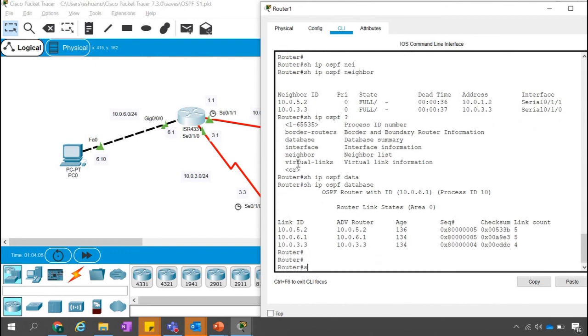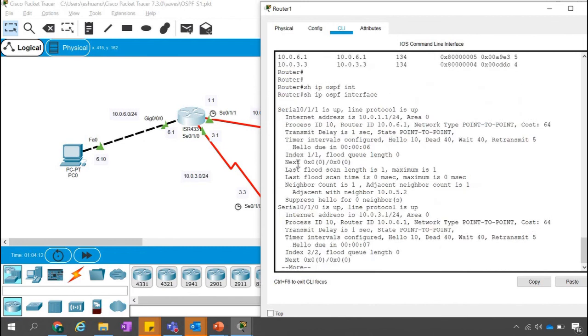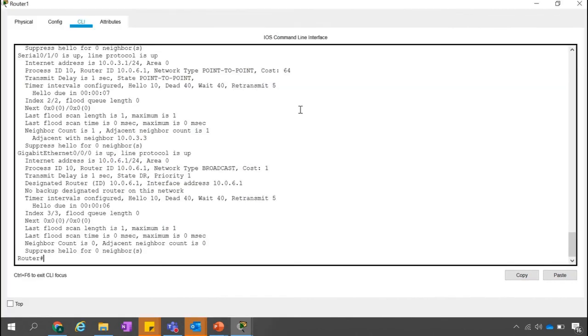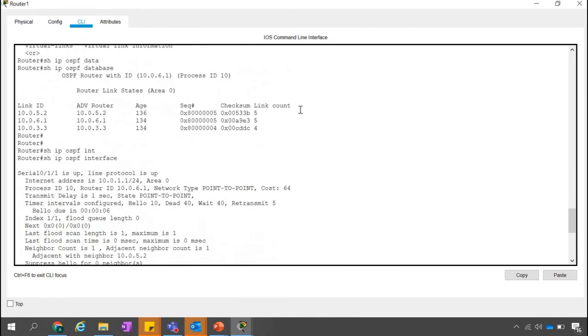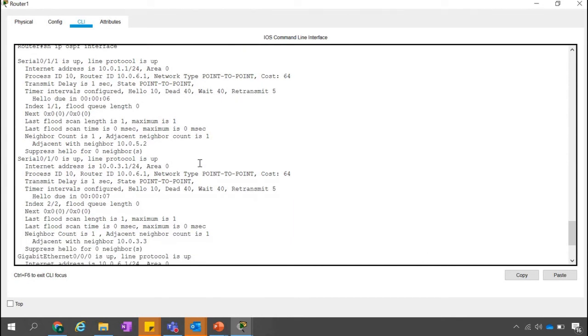And another thing, you can check the interfaces. These 3 commands we check: show ip ospf interface. With the interface, you will get the maximum details. But sometimes we do not need this much detail. Our neighbor and database commands help a lot. But here you can see the full details: hello timers, dead timers, wait. I will discuss in the next video what these timers are and how they help.